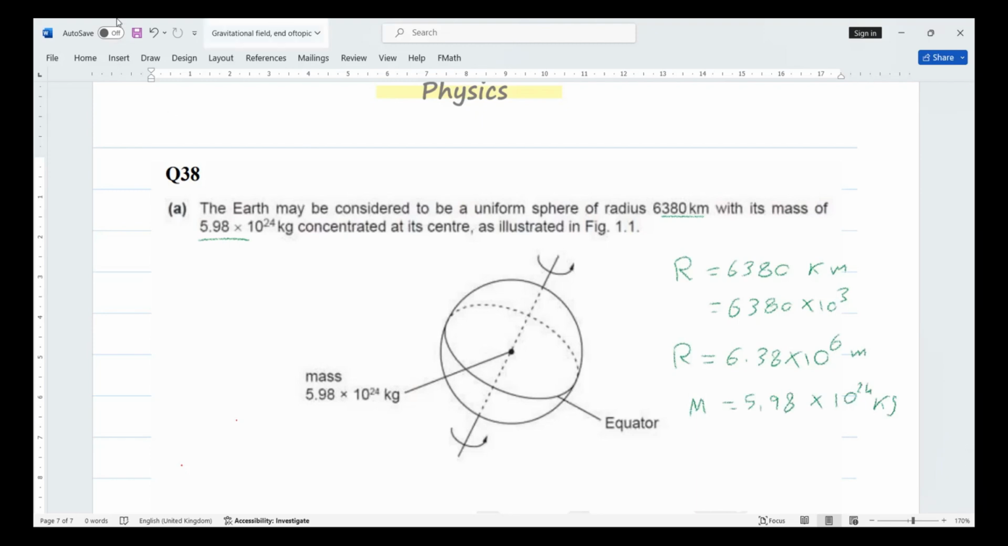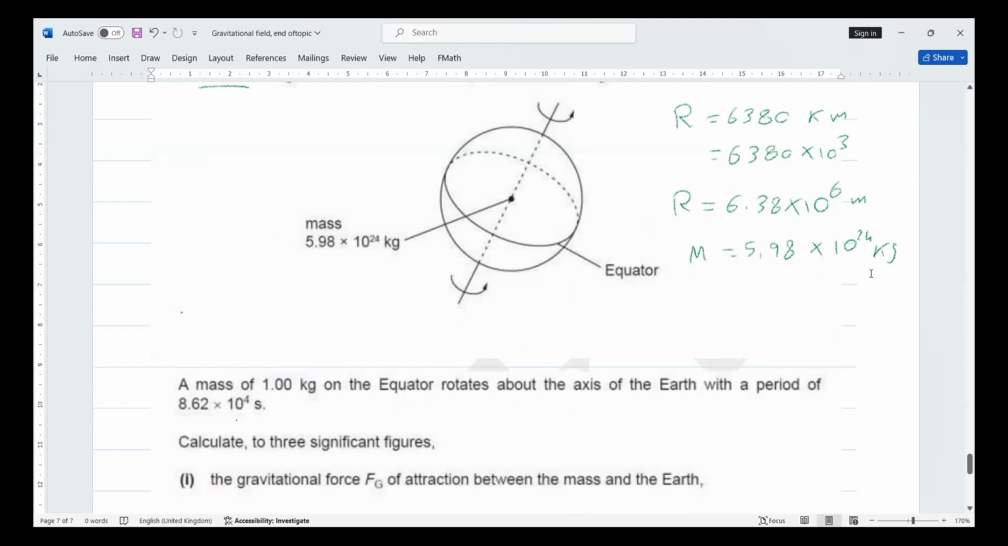Now, let us continue. He said that a mass of 1 kilogram, so this is M small. Here we have M capital and then we have M small. It's 1.0 kilogram, on the equator, rotates about the axis with a period, so this is the time period. It is 8.62 multiply 10 power 4 seconds. Calculate to 3 significant figures the gravitational force of attraction between the mass and the Earth.